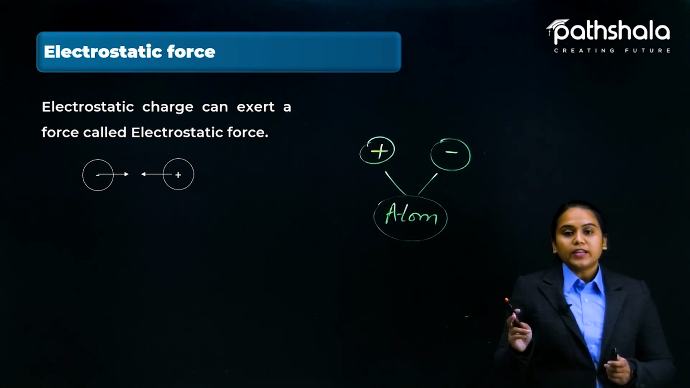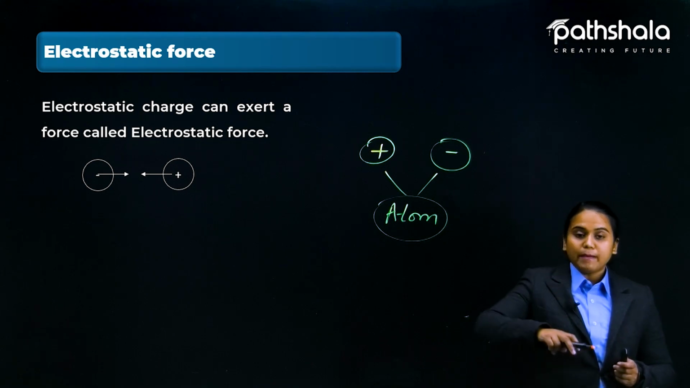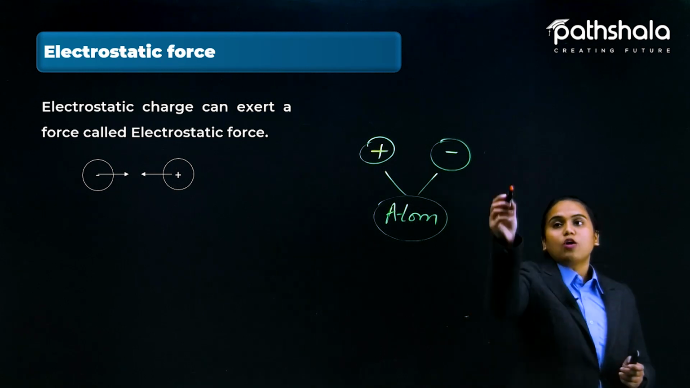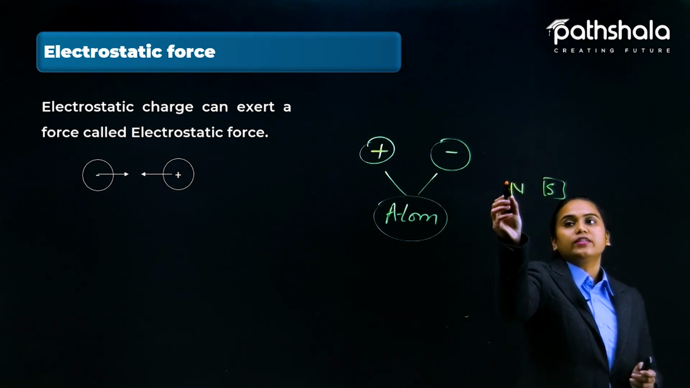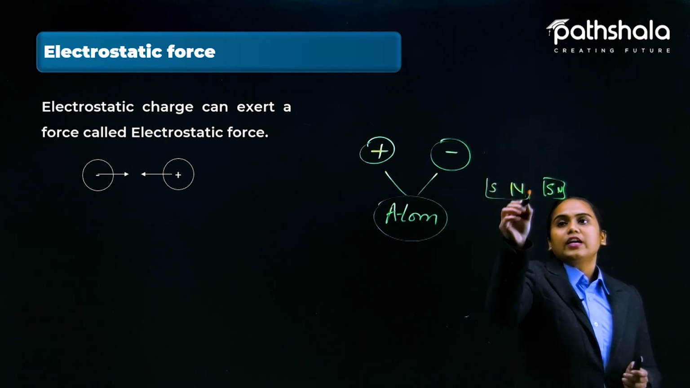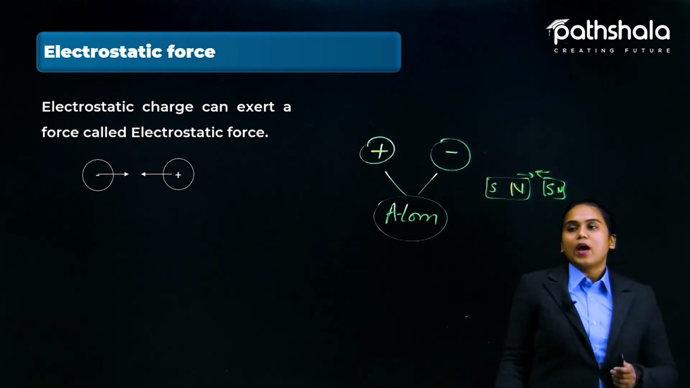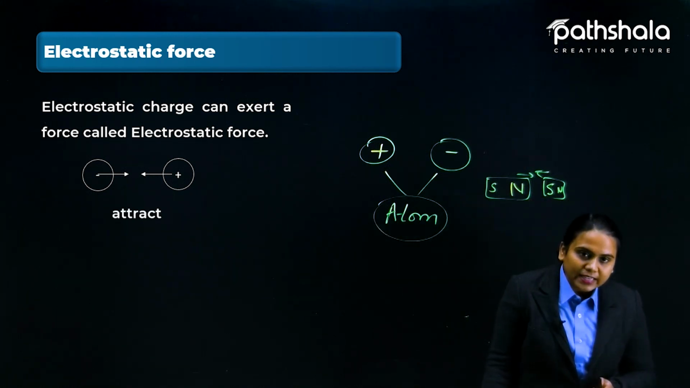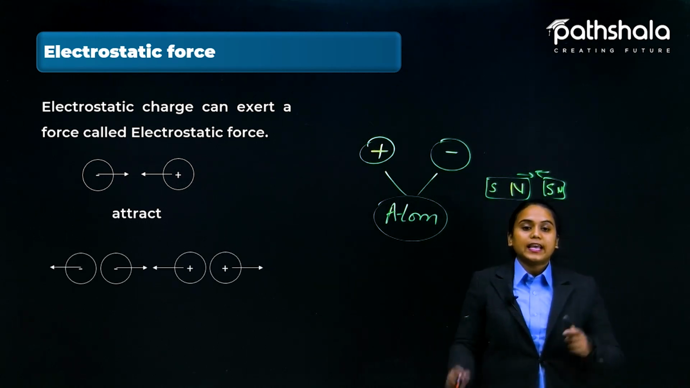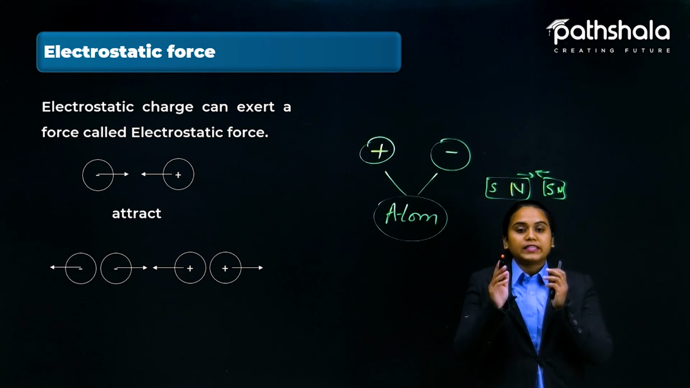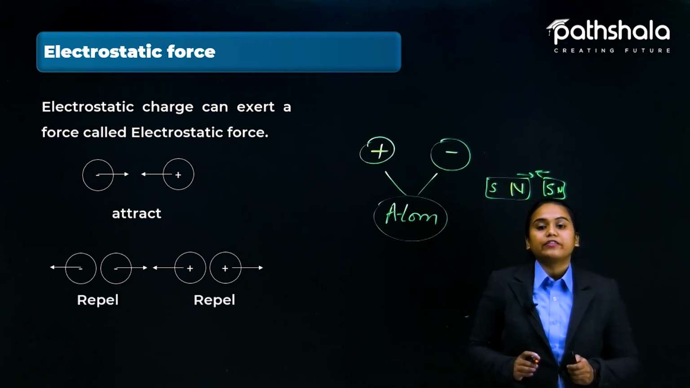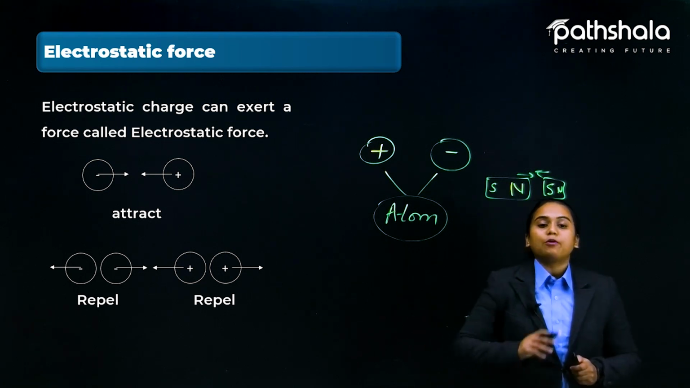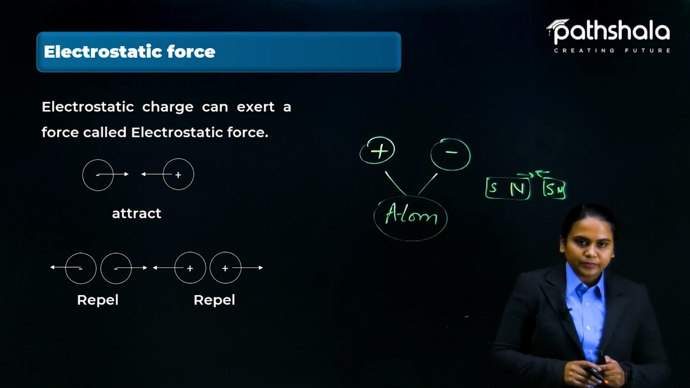So positive charged particle and negative charged particle, in the same manner we have seen the North Pole and the South Pole in the magnet case. Whenever the South Pole and the North Pole are facing towards each other, they attract each other. In the same manner, when we have opposite charged particles, they are going to attract each other. And when we have the same kind of charged particles beside each other, they will definitely repel each other. Yes, negative will repel negative and positive will repel positive.